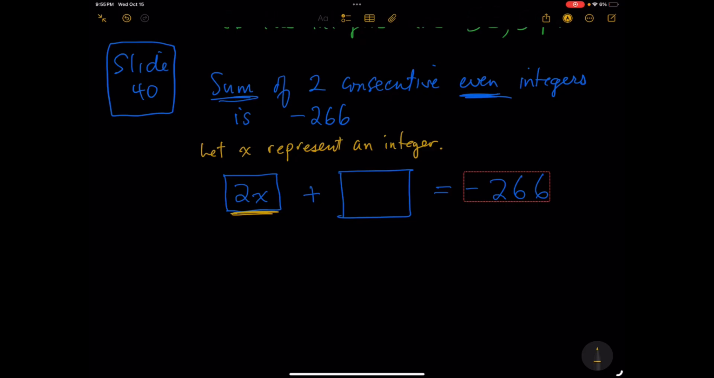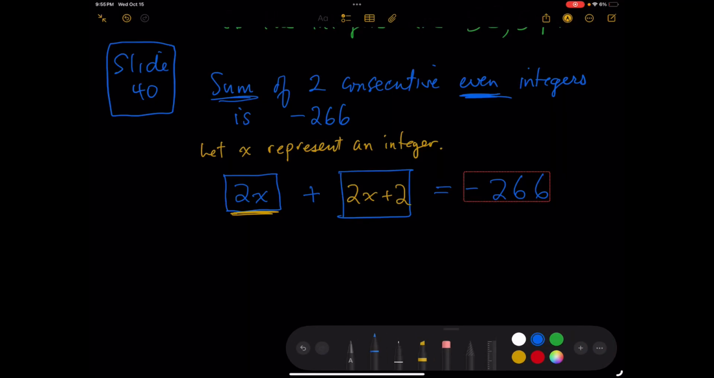The next one, it's not going to be 2x plus 1, because if you take an even number and add 1, you get an odd number. So the next one would have to be 2x plus 2. Okay, because if you take two even numbers like 4 and 6, or 12 and 14, or negative 28 and negative 26, they're different by 2. Okay, so that's what this one is about. It's a little bit trickier than the last one, but we can handle it.